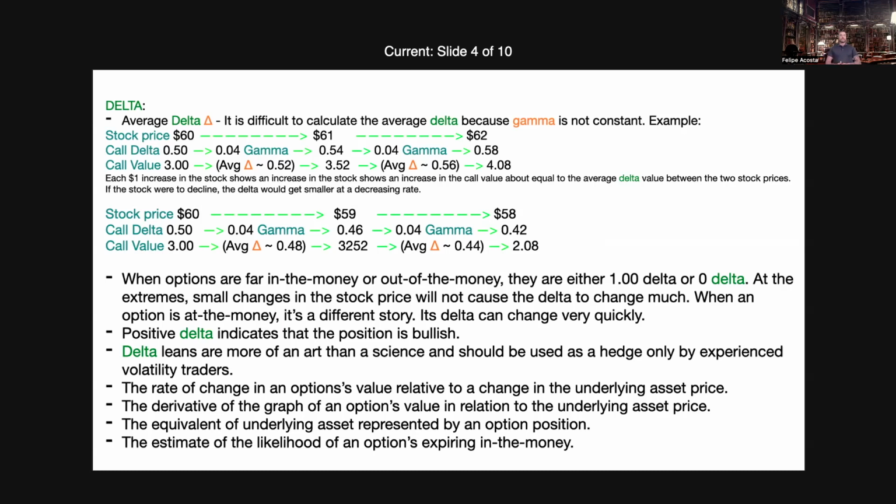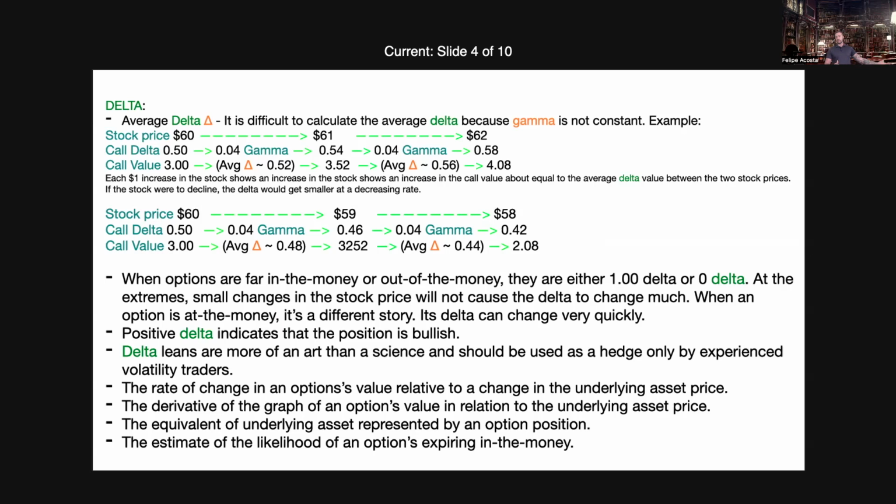So when options are far in the money or out of the money, they are either 1 delta or 0 delta. 1 delta meaning it has value because it's pretty much at the money or in the money, and 0 delta meaning it is out of the money, meaning there's no value there. At the extremes, small changes in the stock price will not cause the delta to change much. When an option is at the money, it's a different story. Its delta can change very quickly.